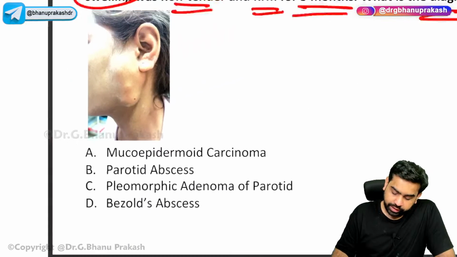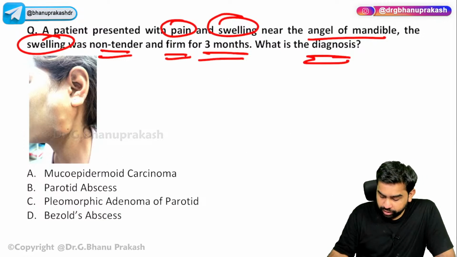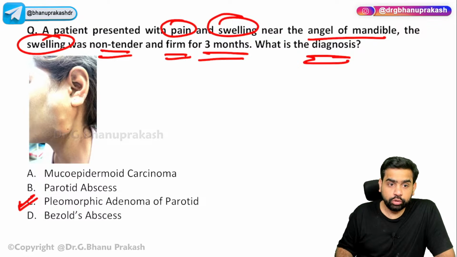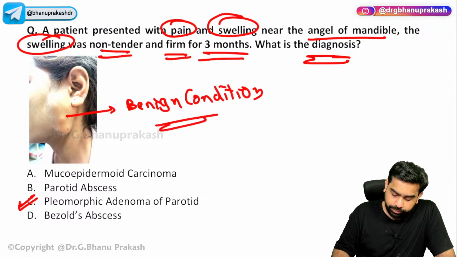What is the diagnosis? Is it a mucoepidermoid carcinoma, parotid abscess, pleomorphic adenoma of the parotid, or a basal cell abscess? The answer over here is definitely a pleomorphic adenoma of the parotid. This is a benign condition, which is pleomorphic adenoma.